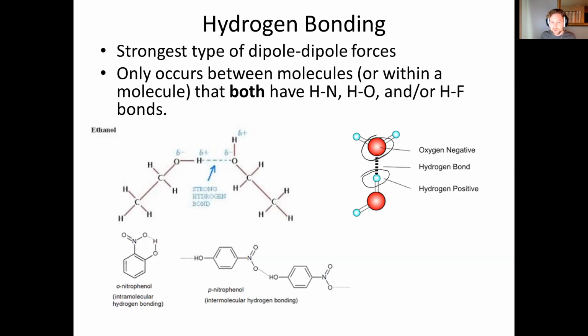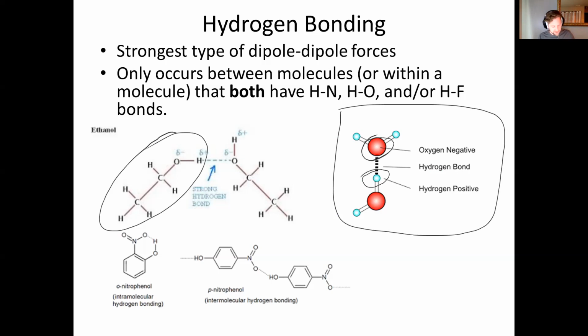We see this especially in water, and the depiction on the right is two water molecules near each other, creating this hydrogen bond. We have ethanol, which has an OH group, and the hydrogen on the ethanol is attracted to the oxygen of the neighboring molecule. So that's hydrogen bonding. The hydrogen is attracted to the oxygen in that case.